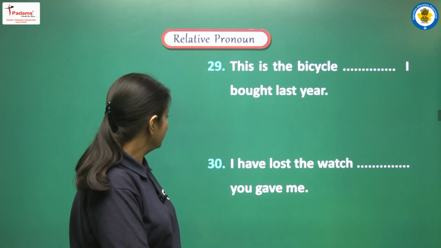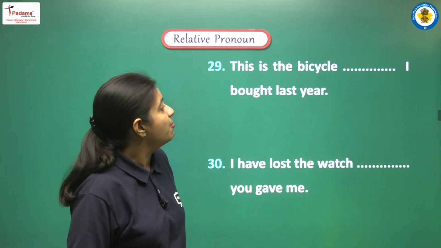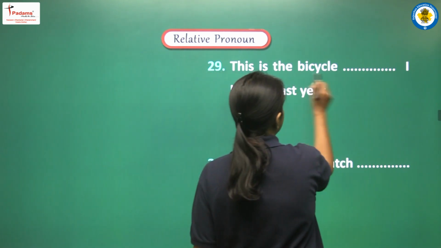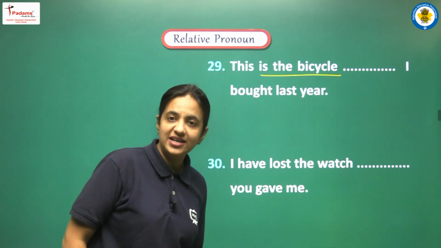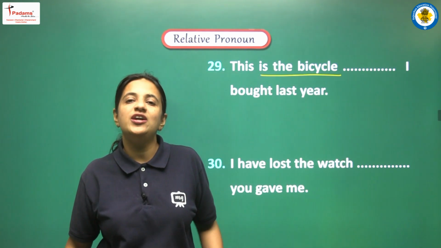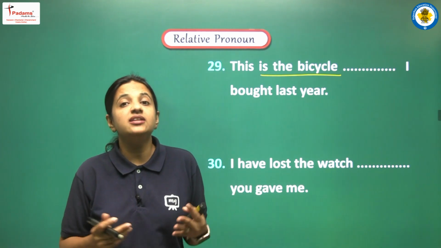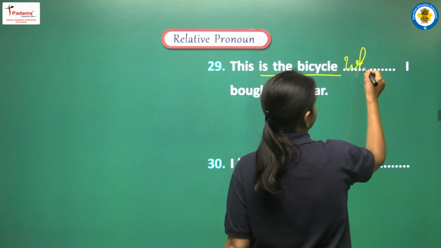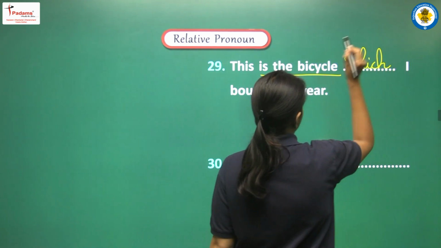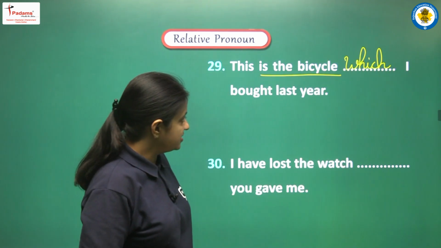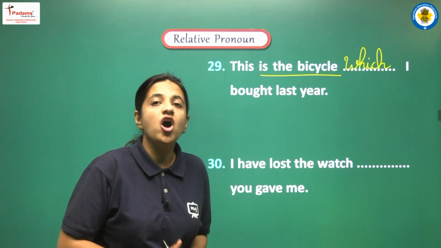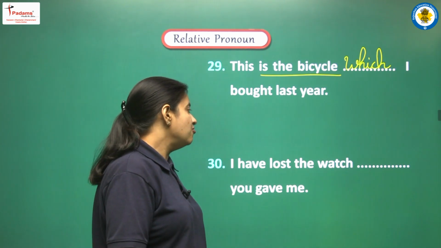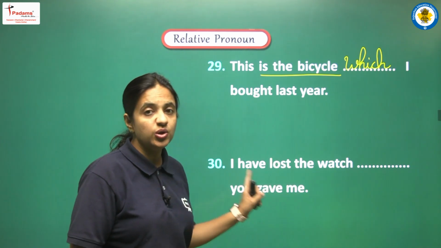Yes. Moving on, this is the bicycle I bought last year. So we have to use a relative pronoun for the bicycle. Bicycle, we all know it's one of the objects, one of the things. So for that we have to use which, and the sentence will be, this is the bicycle which I bought last year. Next sentence, I have lost the watch you gave me.